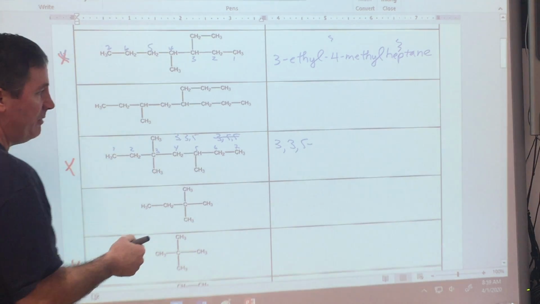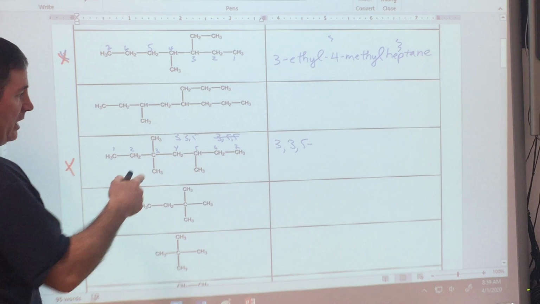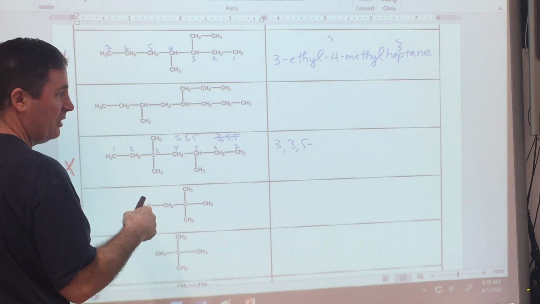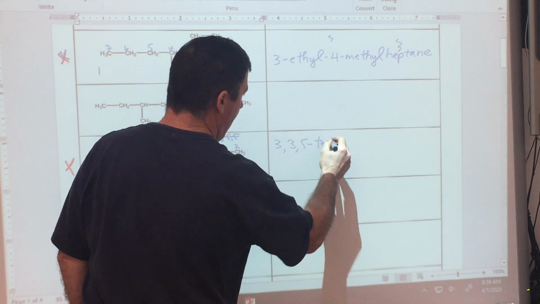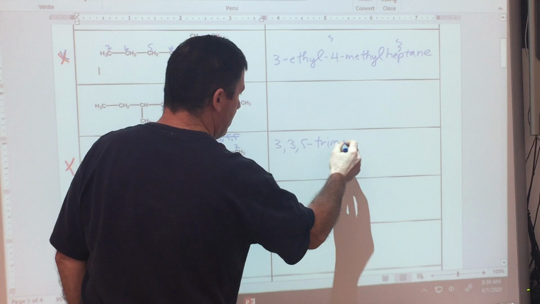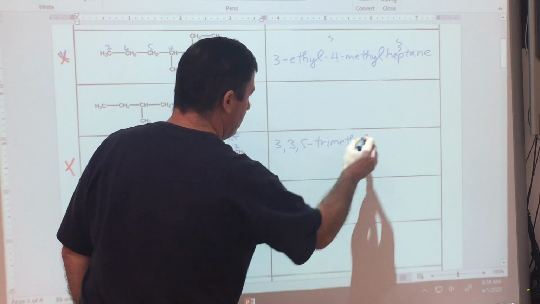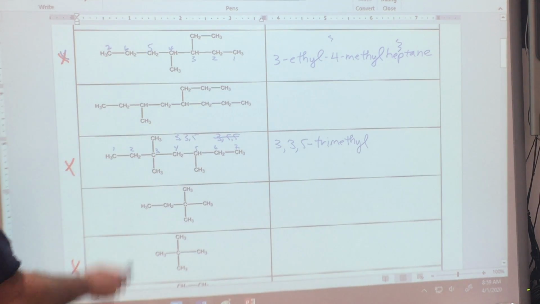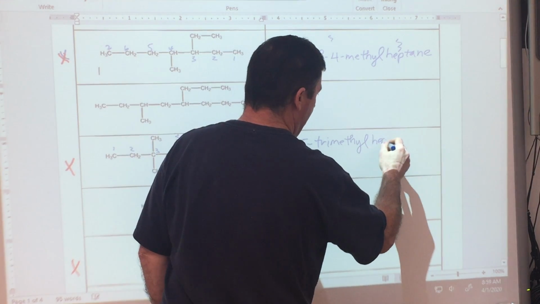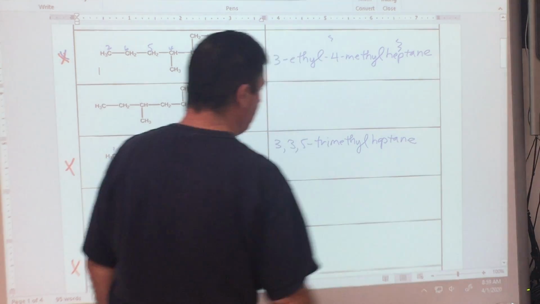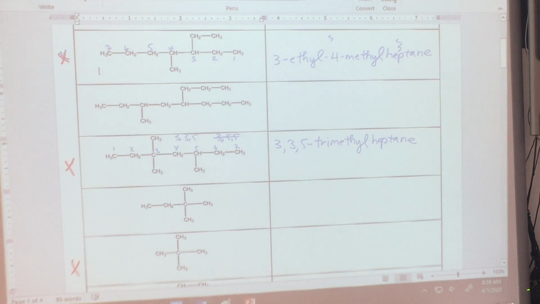How many do I have? I've got 3 of them, and since I've got more than one here, I'm going to use prefixes, and the prefix for 3 is tri, and that's trimethyl. And what's my long? 1, 2, 3, 4, 5, 6, 7, and there's heptane. 3,3,5-trimethylheptane. Okay? Good with that one.